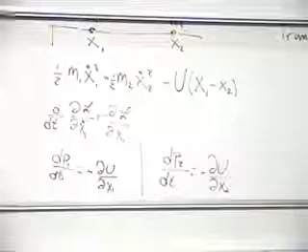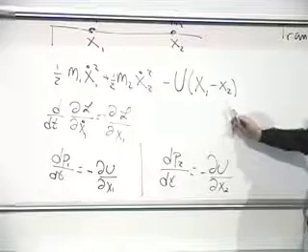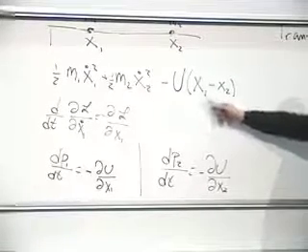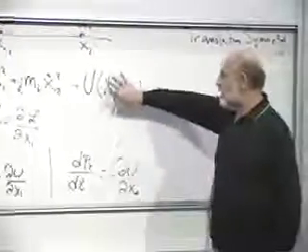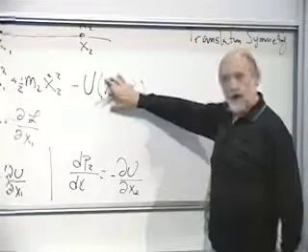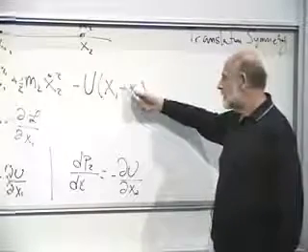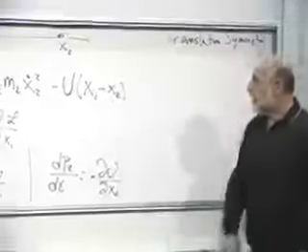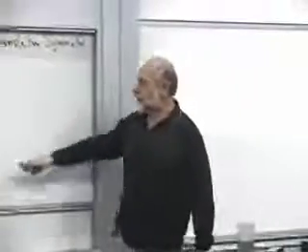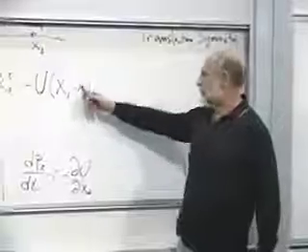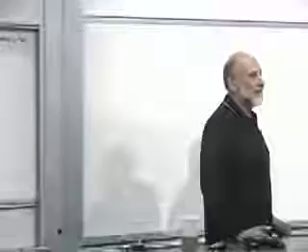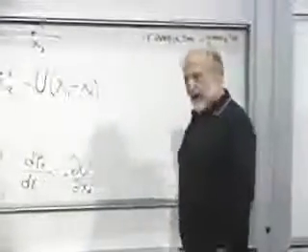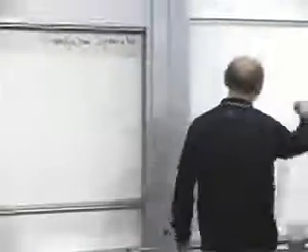If a thing only depends on the difference of two variables like this, then the derivative, well, let's look at it. The derivative of u with respect to x1 is just the derivative of u with respect to the argument. Is it obvious to everybody that the derivative with respect to x2 is minus the derivative with respect to x1? If it's obvious to everyone, I won't explain it. Okay, all right, so let's do it then.